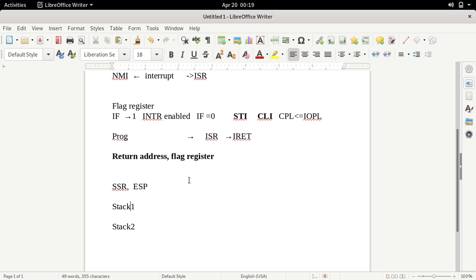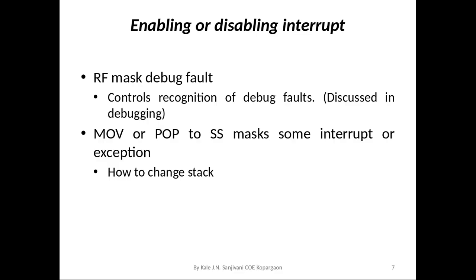Now suppose I want to change a stack. I don't want stack 1, I want stack 2. So in order to change the stack, I have to change the content of both registers. Yes, I have to change the content of SSR as well as ESP. So when you are trying to change the content of the SSR register, at that time 80386 will disable some interrupts. Okay, that is the meaning of this statement.